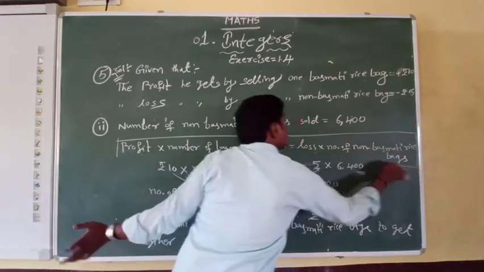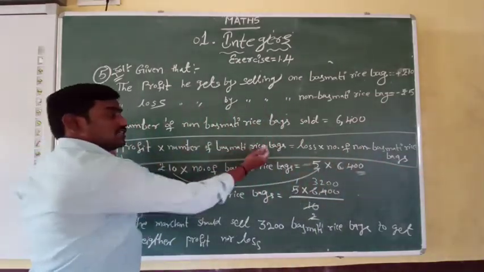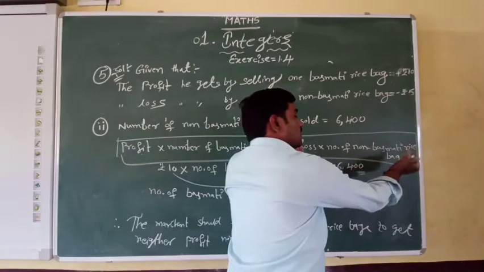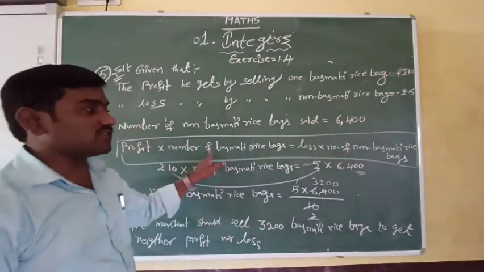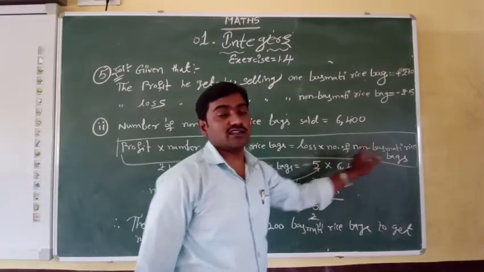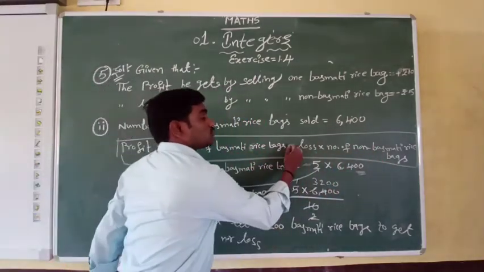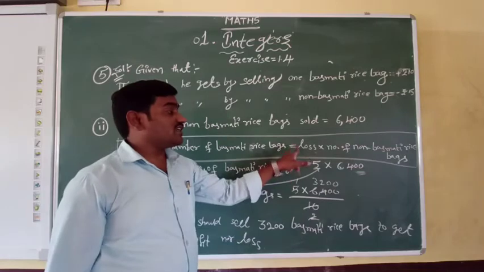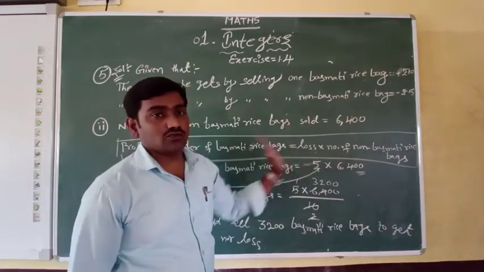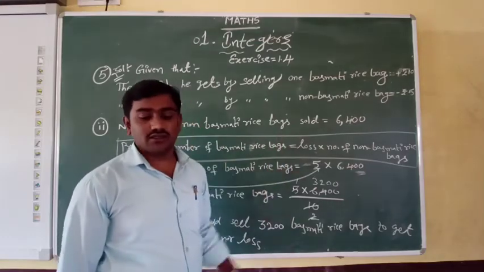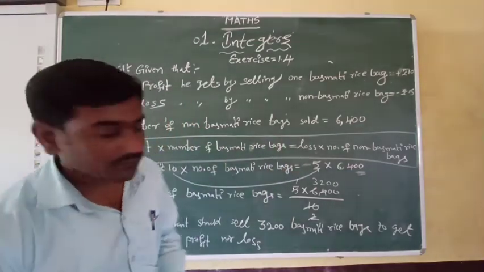Profit into basmati rice bags should be balanced to the loss into non-basmati rice bags. Profit we get on basmati rice bags, loss we get on non-basmati rice bags. These both should be equal. That is why we made them equal here: you should not get profit, you should not get loss. So I hope you understand this one.